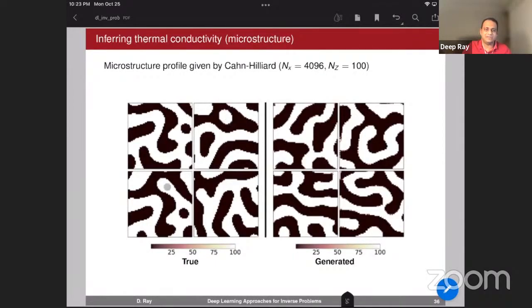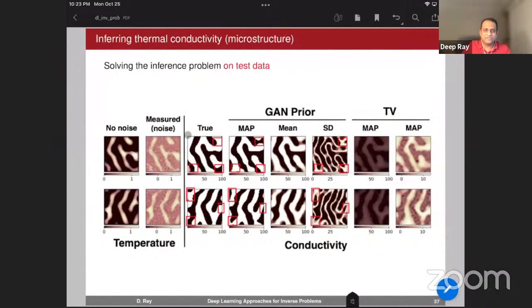We train another GAN on this set of images, and the GAN is generating images like this, which again visually look similar to what was there in the training set. So now that we again have this GAN prior, we will plug it into our Bayesian update step, and we'll use some measurement and try to infer a kappa. So we take some true kappa, not in the training set. We evaluate the temperature field, and we add some Gaussian noise to it. And then we try to evaluate the MAP, the mean, and the standard deviation.